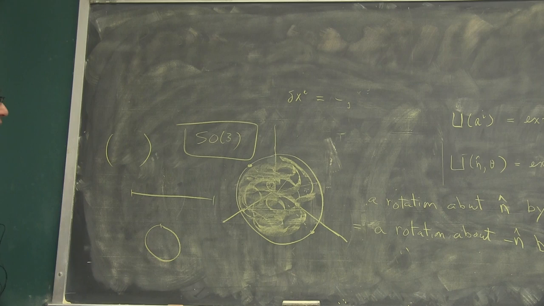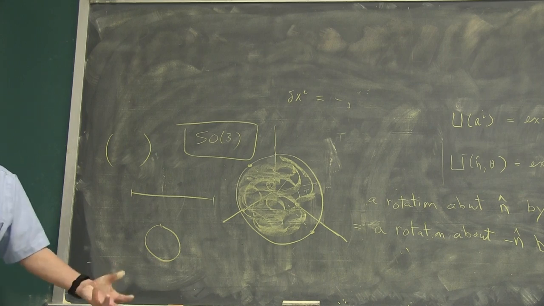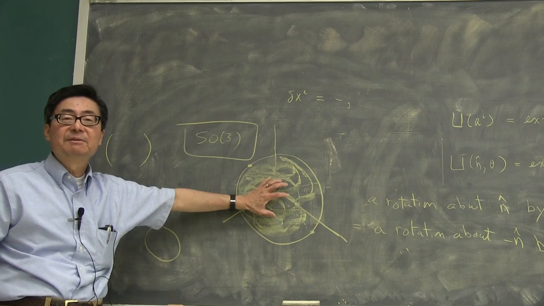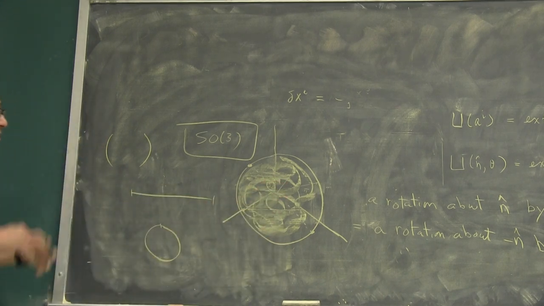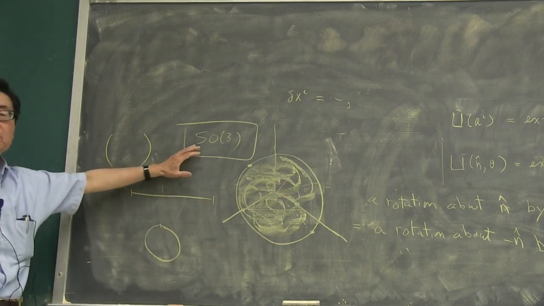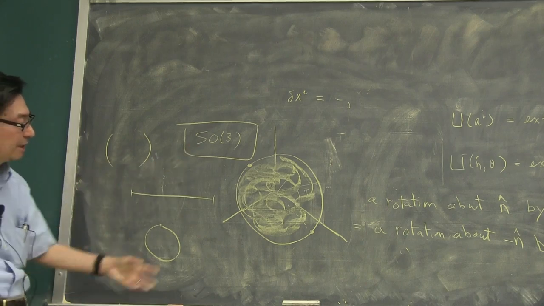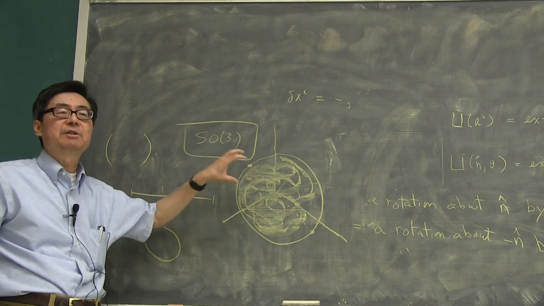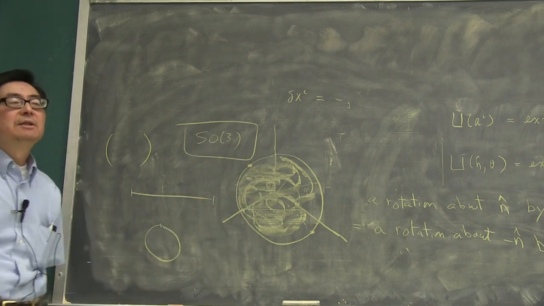And how many are there? There are infinitely many, because there are infinitely many points in this manifold. And so there's a geometry to this group. This is called the geometry and topology of the group manifold.